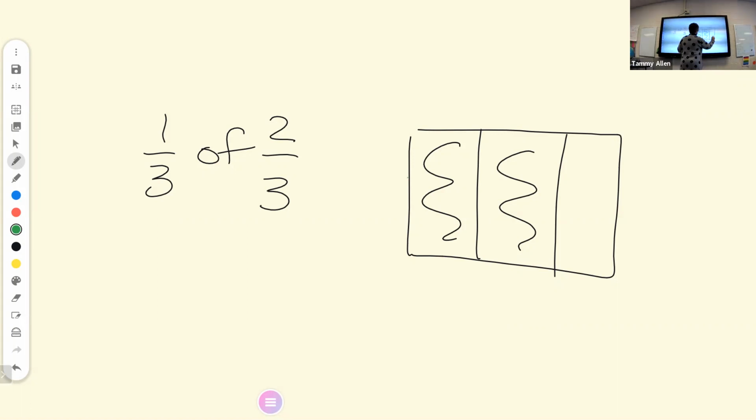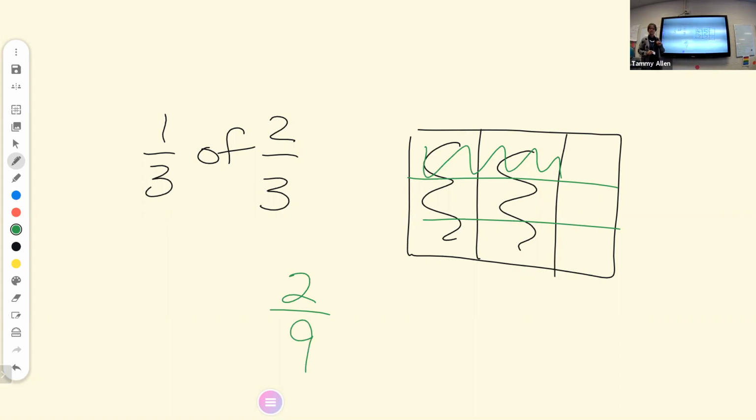Okay. And then what do we do? Okay. And what is my final answer then? Final answer, Eduardo? 2 what? 2 out of how many in the whole rectangle now? 9. How many are in the whole rectangle? 9. Okay? All right? That makes sense?